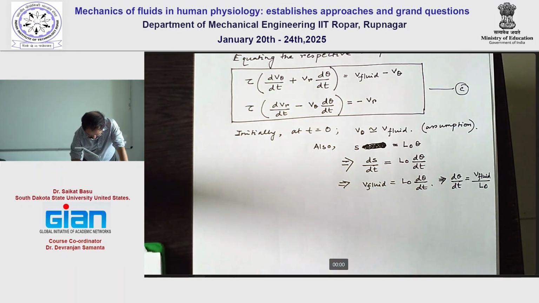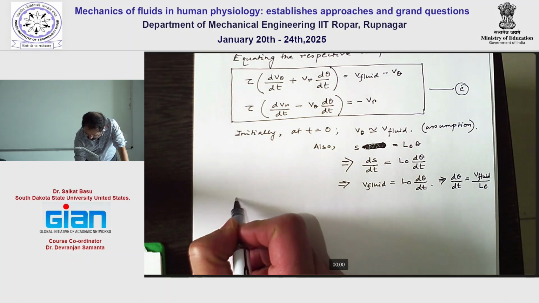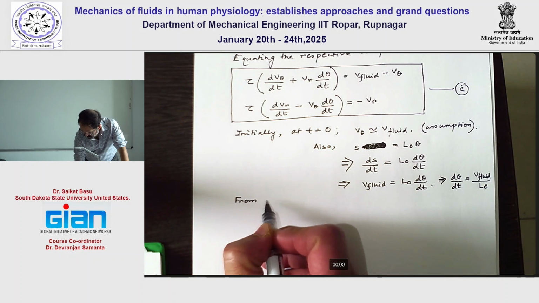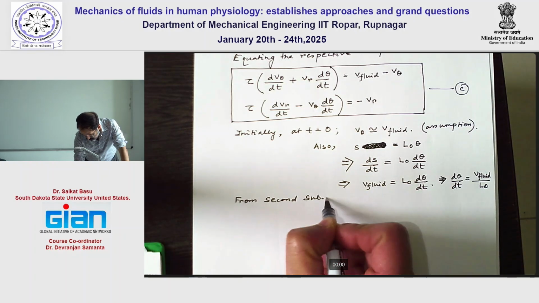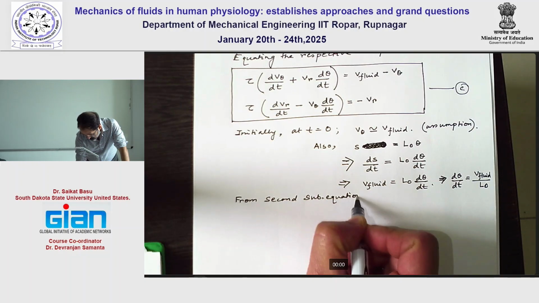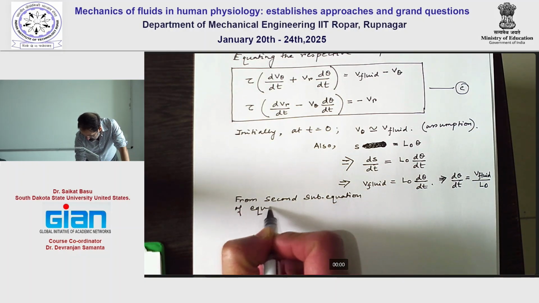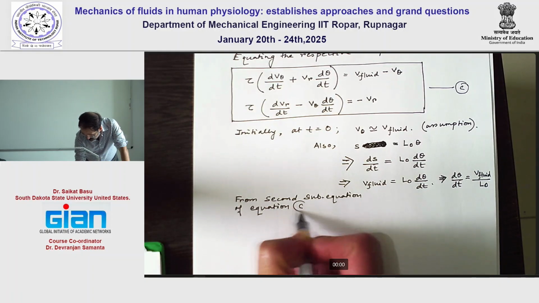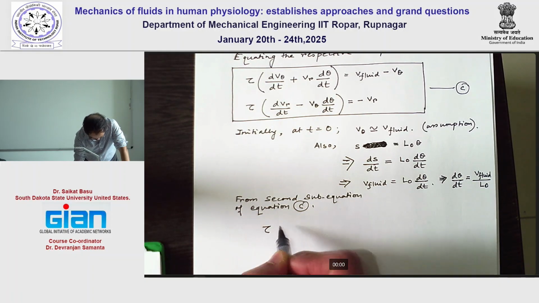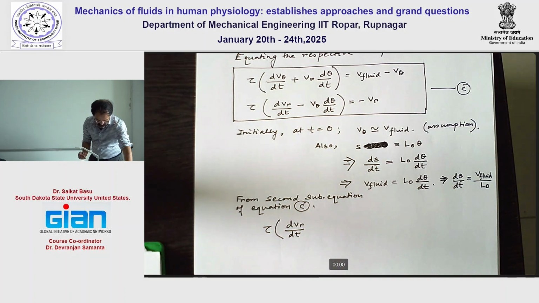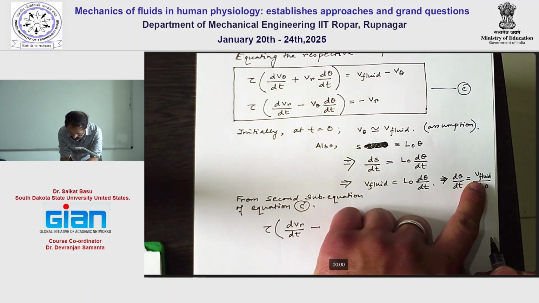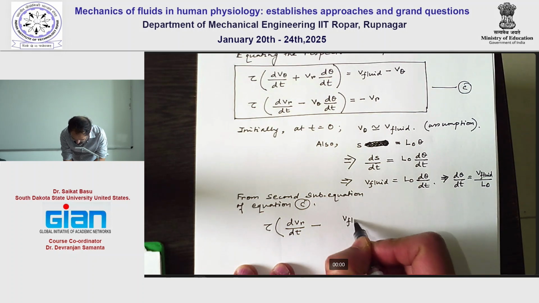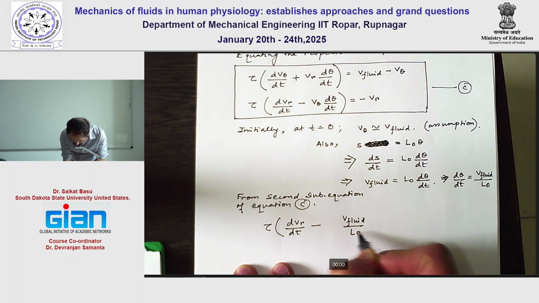So from the second sub equation of equation C, we have tau dVr/dt minus, dθ/dt is v_fluid over L naught, that we have found out.